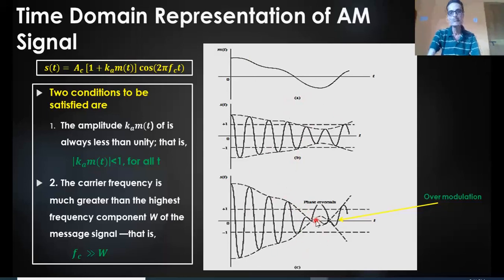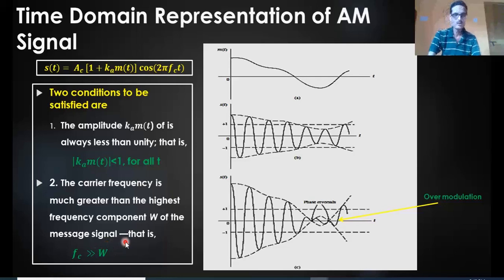So why exactly do we get over modulation, and how do we avoid over modulation in AM, that is amplitude modulation? We have to satisfy two conditions if we want perfect modulation without any distortion or phase reversals. The first condition is that the magnitude of Ka m of t should always be less than 1. The second condition is that the carrier frequency should always be very much greater than the highest frequency in the message spectrum.